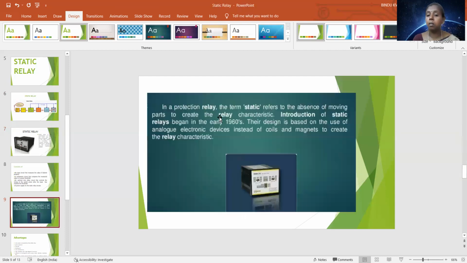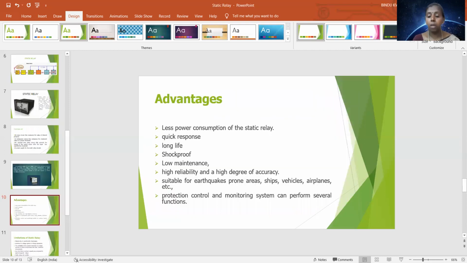Okay, so mainly this static relay was invented in the year 1916. Initially it was based on the use of analog devices. Instead of coils and magnets to create the relay characteristics, we have analog devices. So this is about the static relay, and here we can see a few advantages of your static relay.